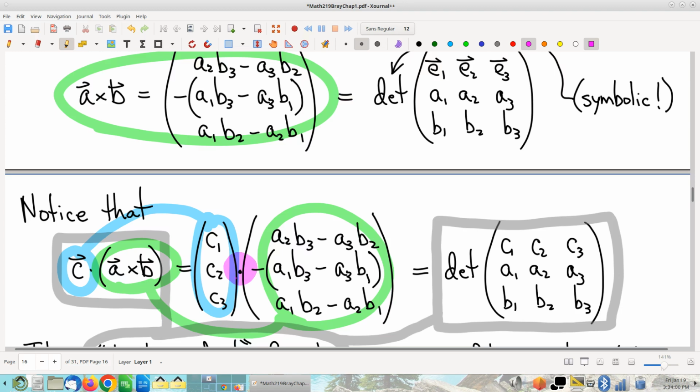So C1 times A2B3 minus A3B2, the first multiplication that you do in this dot product is the first multiplication that you would get when you were taking this determinant. You would have C1 and then times the determinant of this little submatrix, and oh my God, it's the same thing, right? And then likewise, as you proceed down the dot product, you're literally just proceeding along that top row in your usual cofactor formula.